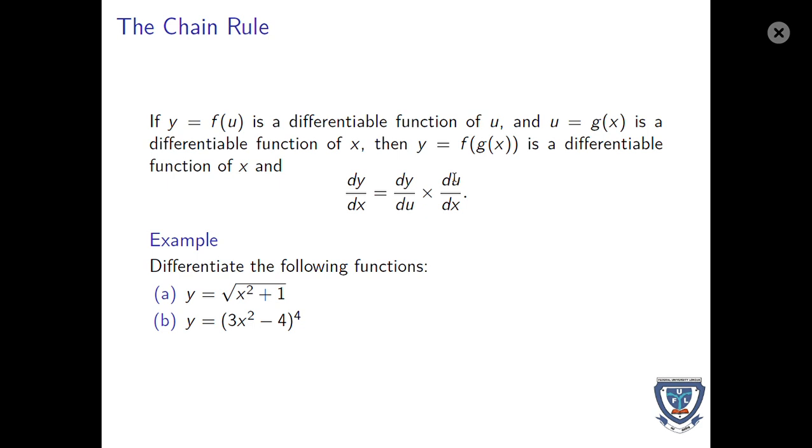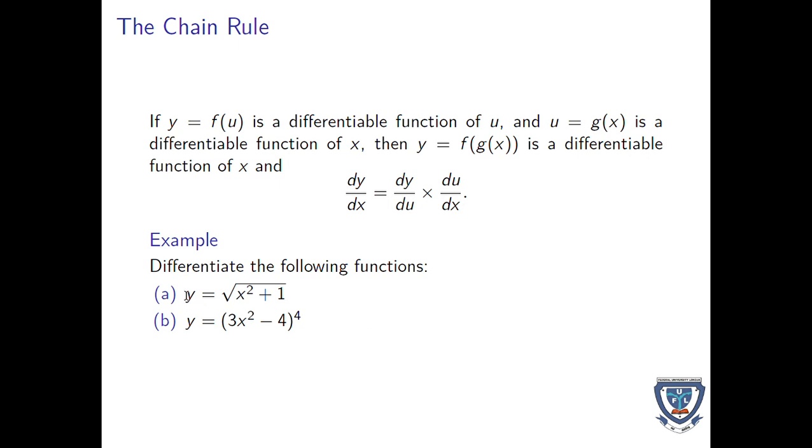Now we have the chain rule here. The chain rule says if y is equal to f of u is a differentiable function of u, and u is equal to g of x is also a differentiable function of x, then y equal to f of g of x is a differentiable function of x, and therefore dy/dx is equal to dy/du times du/dx. This is what we call the chain rule. Again, we are going to see some examples where you can apply these principles.